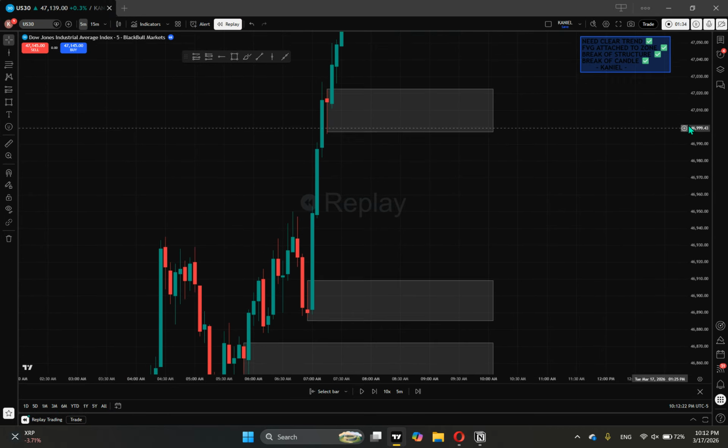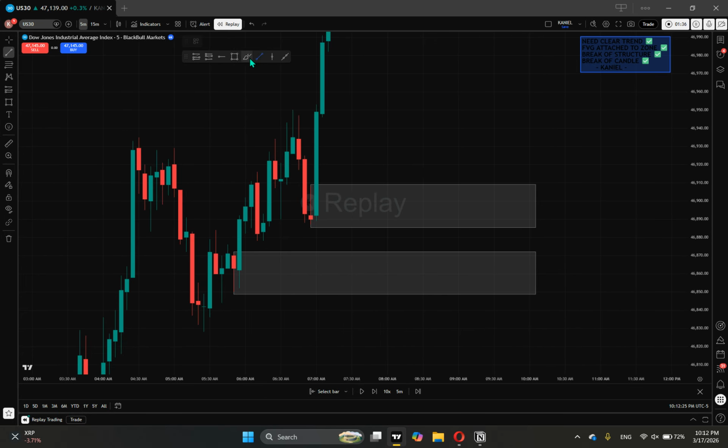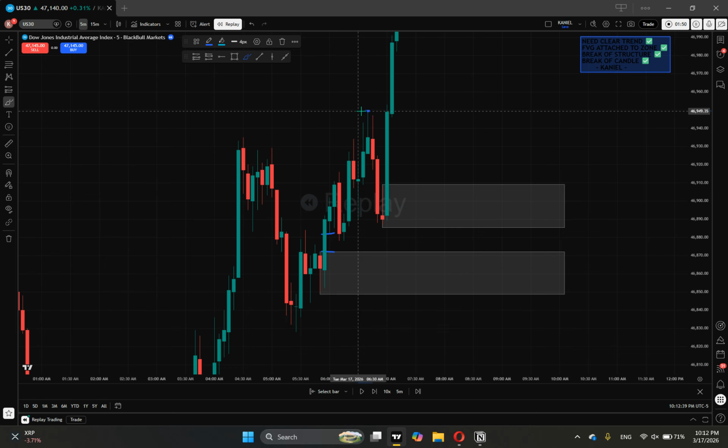So for this one, the gap will be right here. I always want the gap to be attached to the zone. And it gave a break of structure. So it made its high right here, which went above this previous high. Now, for us to take the trade and get an entry on this demand zone, we need to see it pull back into this zone. And then we'd want to enter on the break of structure, break of candle.